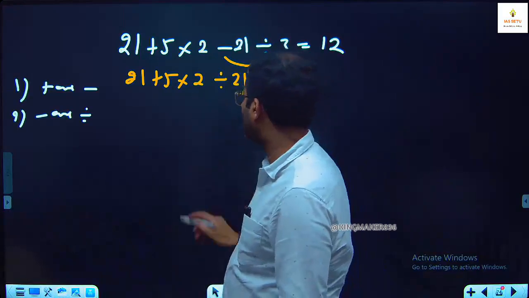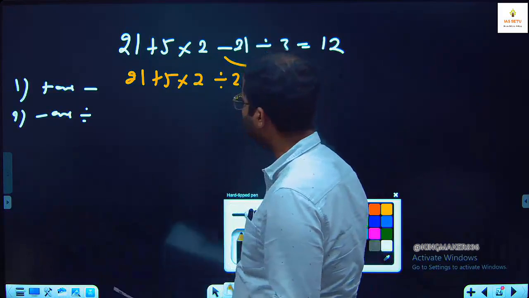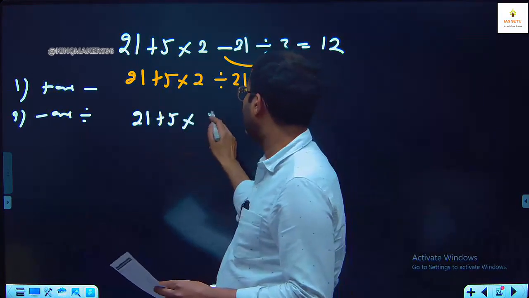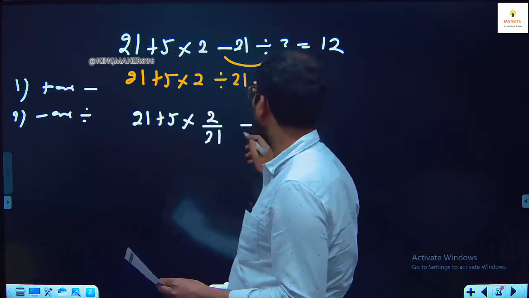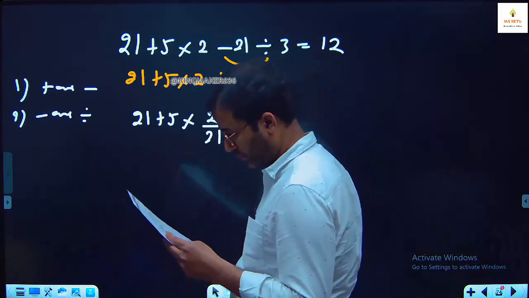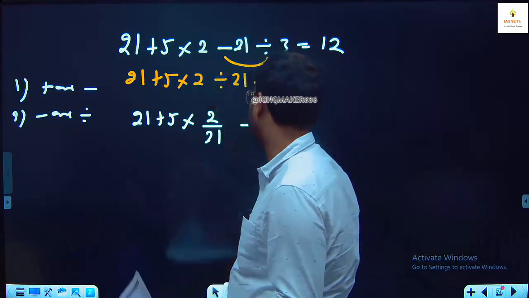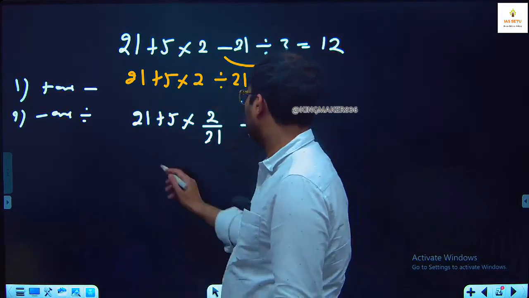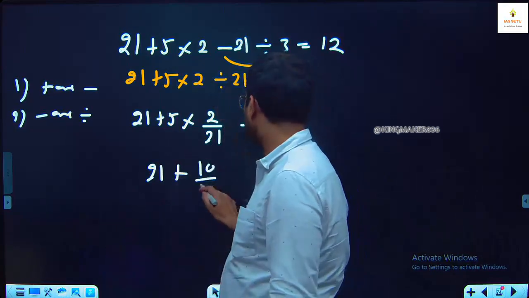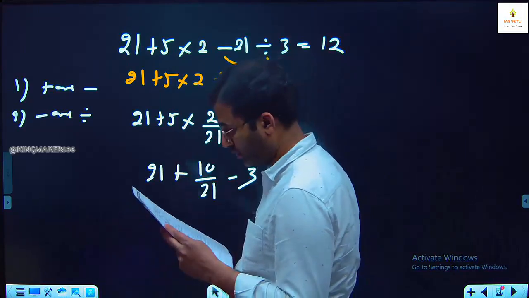So here first what you do, this is division. So 21 plus 5 into 2 by 21 minus 3. So it is 21 plus 10 by 21 minus 3. बट मुझे लग रहा है डिवीजन और माइनस से नहीं आंसर आ रहा.